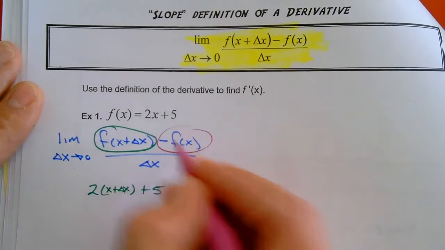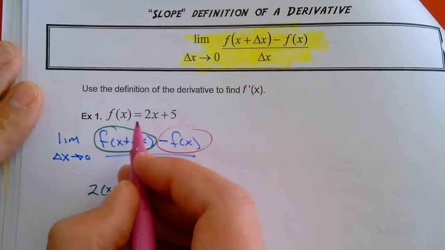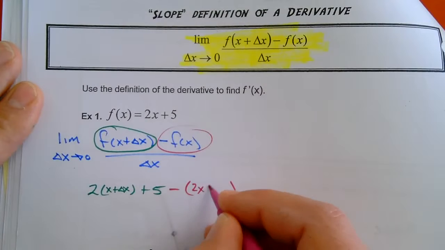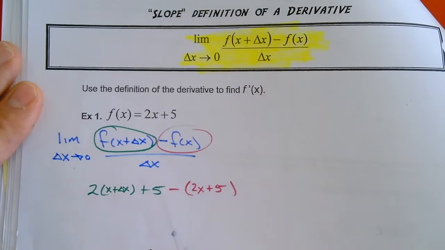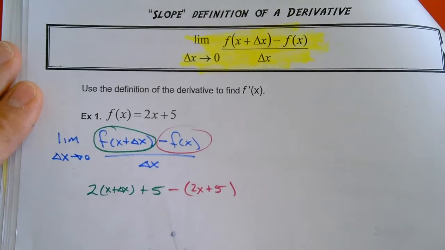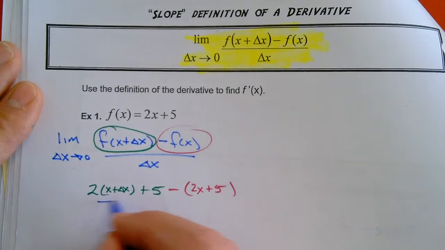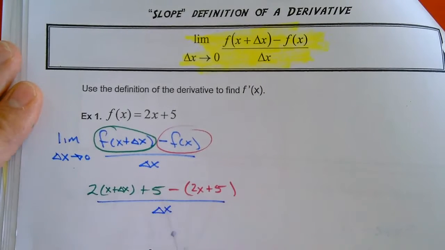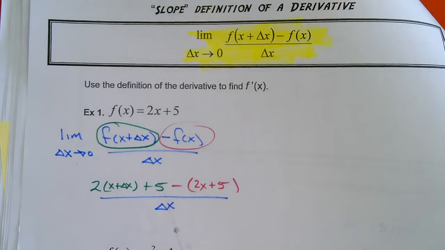And then I'm going to subtract f of x. So I'm going to take this whole function and subtract it. So it's 2x plus 5 being subtracted. And then that's all divided by delta x. So before I go any further, any questions on my setup of this fraction? So far, so good.